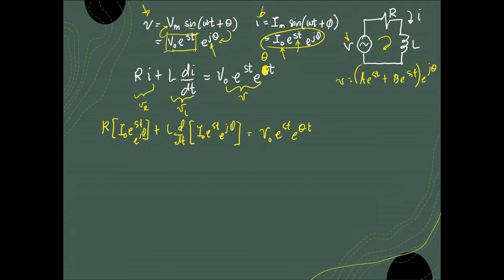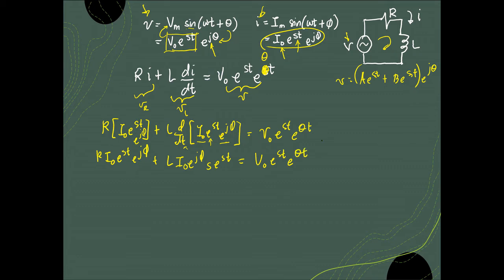If you continue this one, we don't have a derivative here, so very simple. We have I0 e to the st, e to the jp, plus L, and if you take the derivative of this one in terms of time, we only have to derive this, and the rest are coefficients. This one here and this one here are coefficients, so we can write I0 e to the jp, and the derivative of this one is s e to the st, is equal to V0 e to the st, e to the j theta.